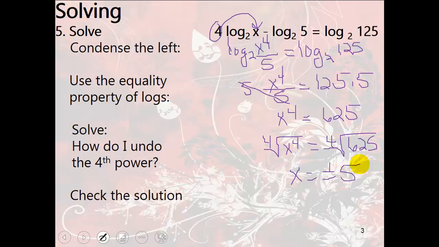Okay, so we have to be careful about plugging in negatives into our original. So in this case, my positive 5 works fine. All right, I'm going to focus on the negative 5. I cannot plug in a negative 5 into an input. So negative 5 would not be a solution. So my only solution would be positive 5.